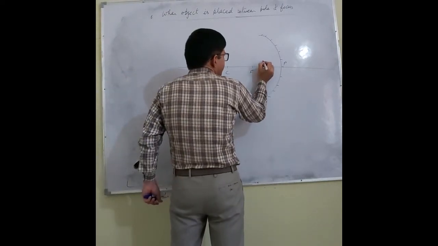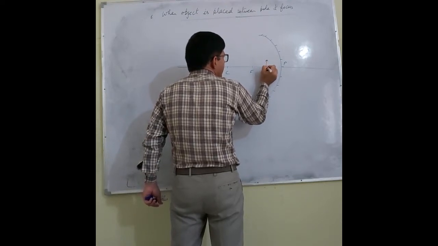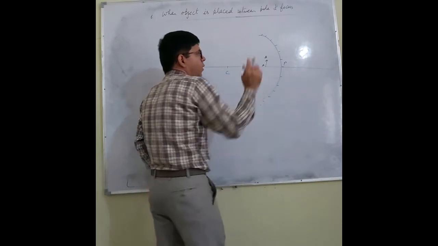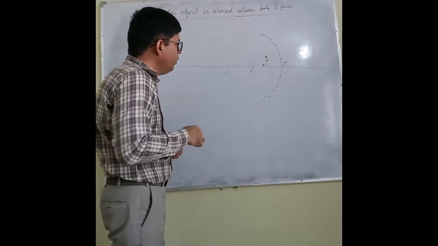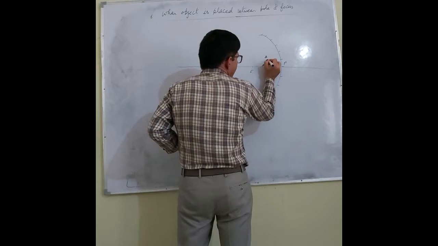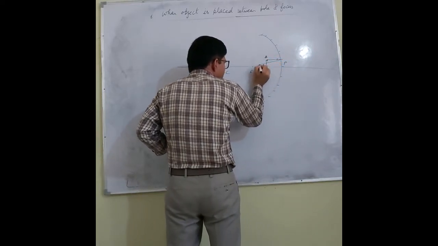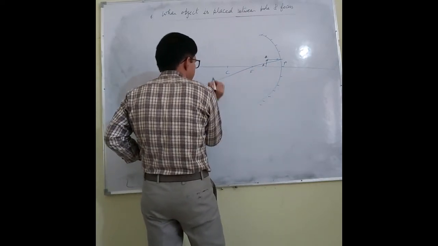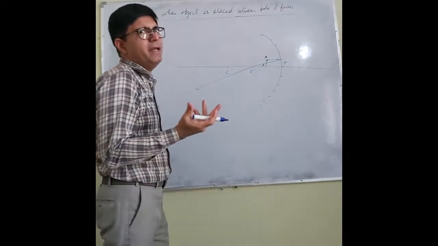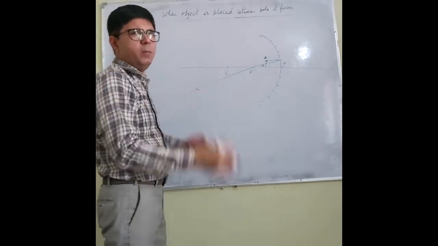Let us say I am having an object. This object AB is placed between pole and focus. So what is the rule? Rule is that a ray parallel to principal axis passes through the focus. And second is, I cannot pass the ray through the focus, I will not get any result. The reason is that the ray passing through the focus will not be reflected.